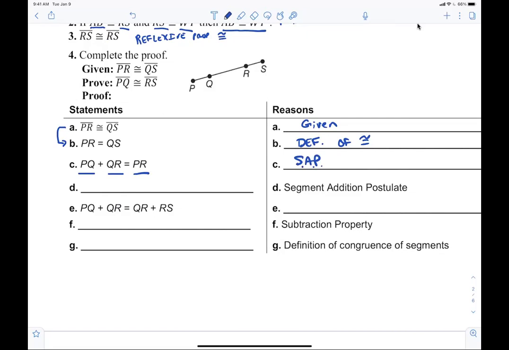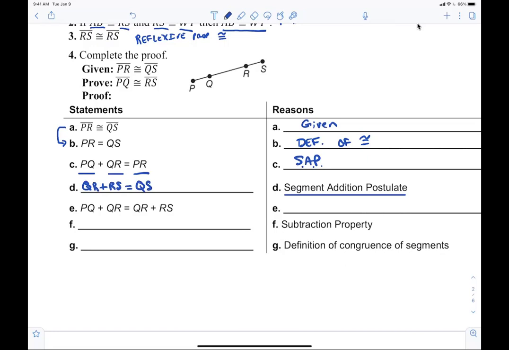Then all of a sudden they use the segment addition postulate again. So what do you think they're going to write there? Tell me, Lexi. QR plus RS equals QS. Thank you very much. Now remember, you're trying to say it before we say it and write it down. You're not getting any better if all you're doing is just filling them in as we do it.